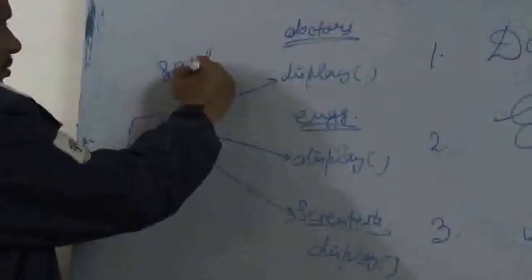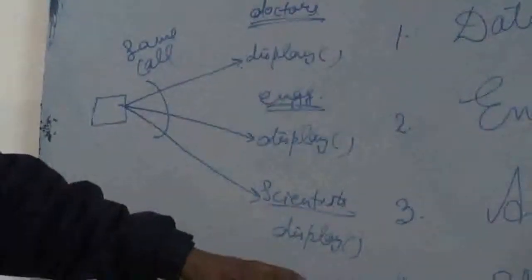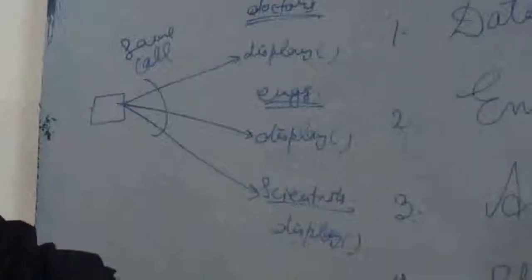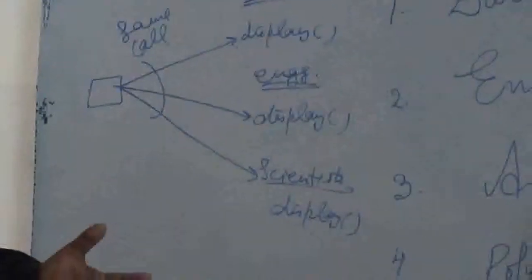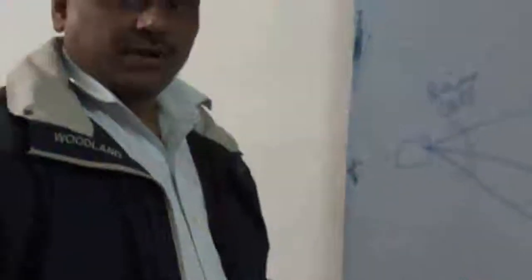So the same call is being used to call the functions belonging to different classes. This is called polymorphism. How polymorphism is implemented, that is through virtual functions in C++, and we will be discussing that in the next lectures. So look for other video lectures related to C++ programming. Thank you.